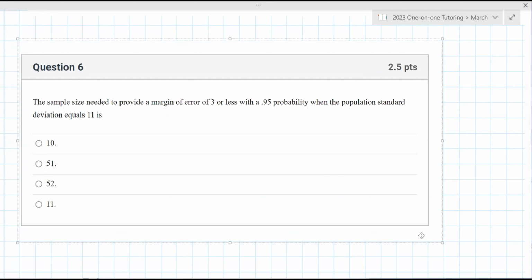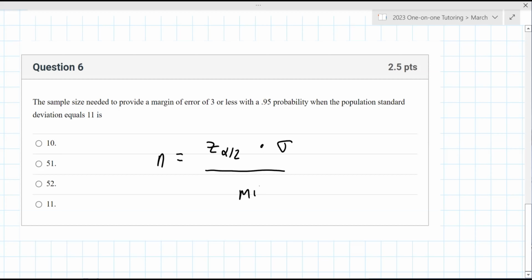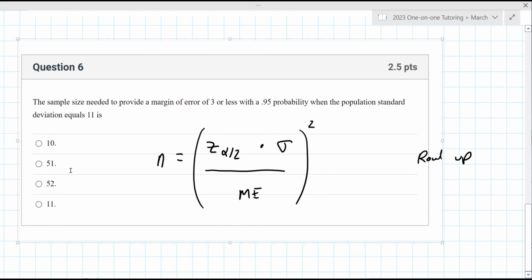All right. So the sample size needed to provide a margin of error of 3 or less with a 0.95 probability, when the population standard deviation equals 11, is, this is another formula. This is another one where, if I had that sheet, I could just copy it in so you could see it. The formula is Z alpha divided by 2 times sigma over your margin of error, squared, and then you always round up. Just looking at it, it's going to be either 52 or 11, just because you always round up.